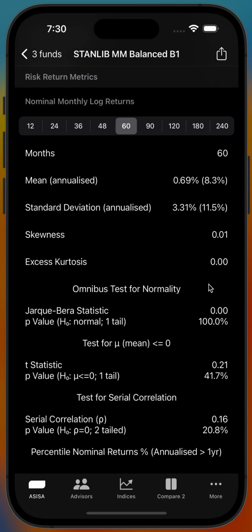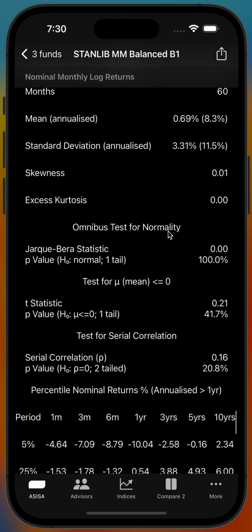That's updated. You can see it takes a while. It has to go and calculate that. And excess kurtosis of 0 basically. So the omnibus test for normality, it passes that.